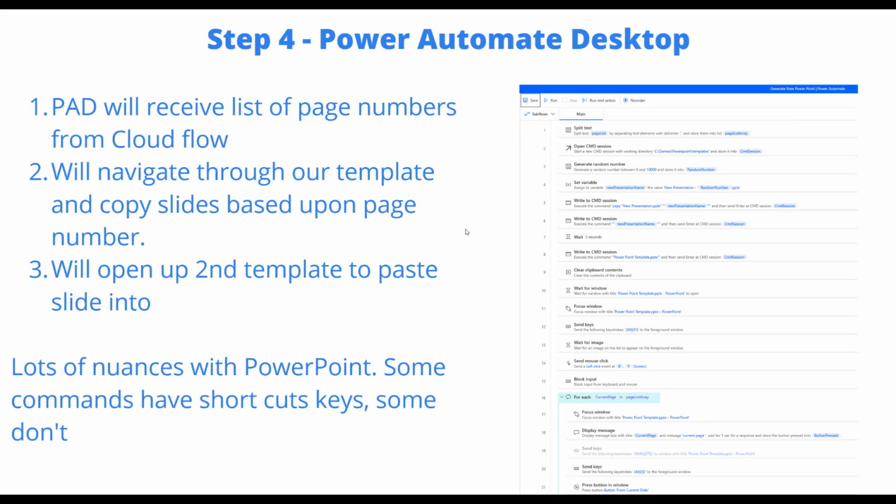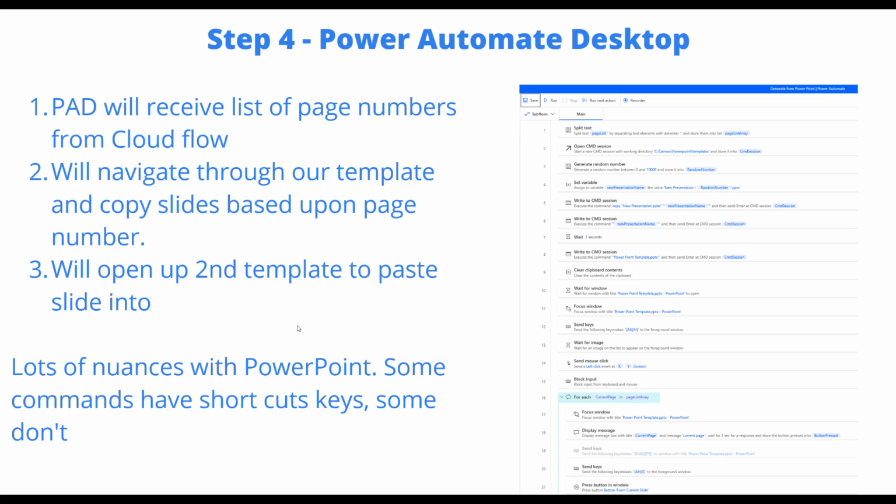So let's go through the Power Automate desktop side of things here. What we're going to do is receive that list of page numbers from our Cloud flow. We'll then navigate through our template, copy slides based upon page number, and open up the second template to paste those slides into.